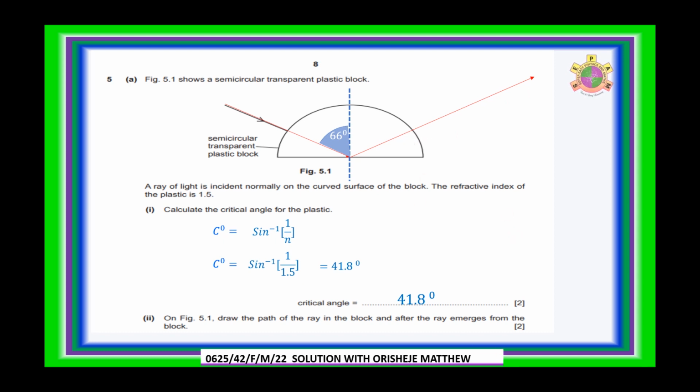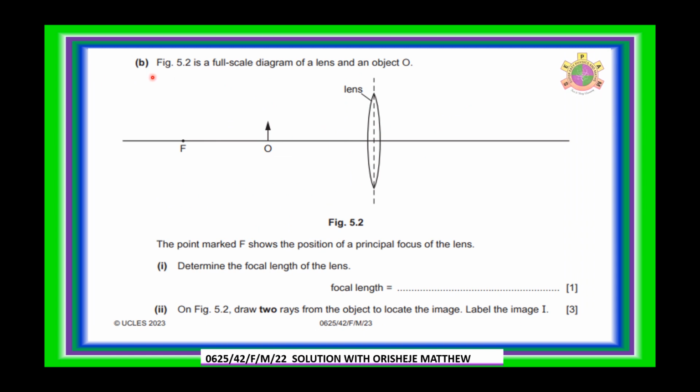B. Now 5.2: show the full scale diagram of a lens and an object. This is a focal point and the object is placed less than the focal length. So it's going to produce a virtual image. The image will be on the same side as the object once the object is placed at a distance less than the focal length.